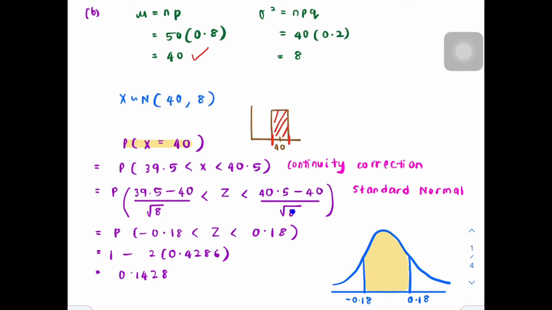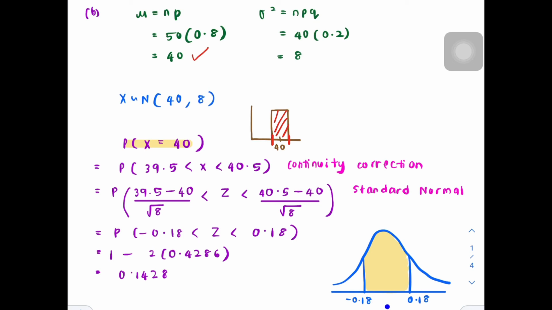And then the second step is you convert to the standard normal using the formula of x minus mu over standard deviation. So 8 is your variance. Standard deviation will be square root of 8. So you have the z value starting from negative 0.18 up until 0.18. This is the shaded area, in between area.